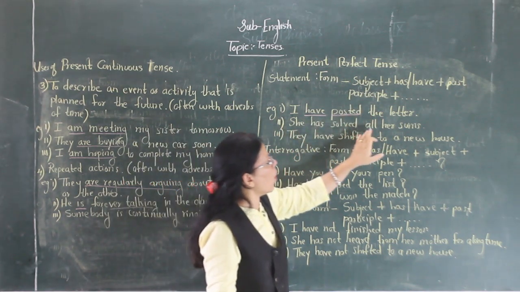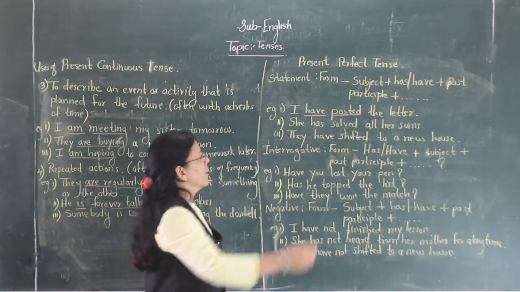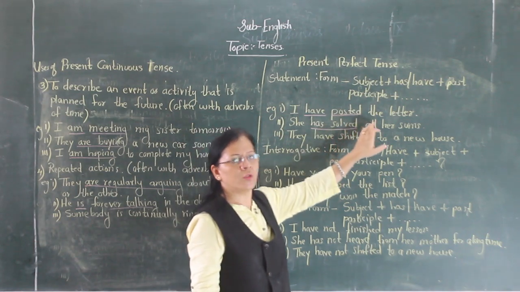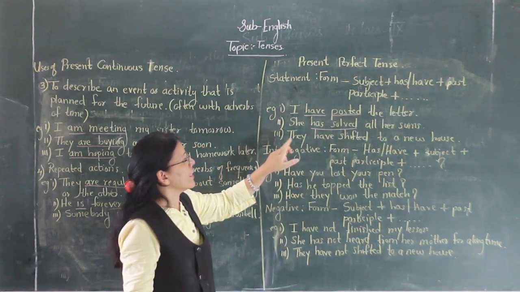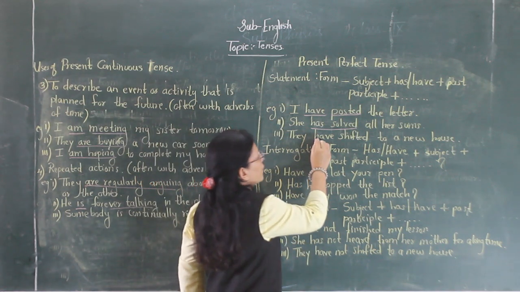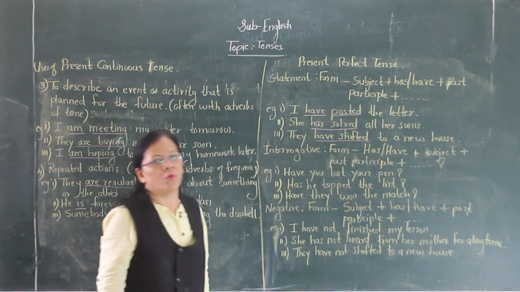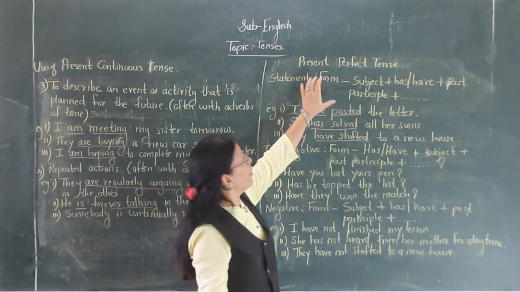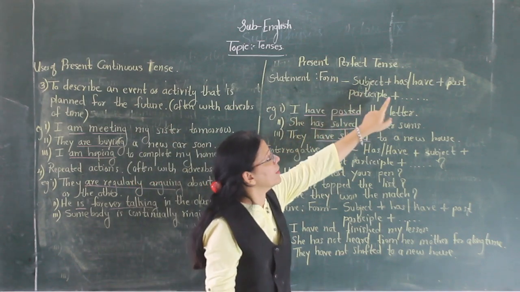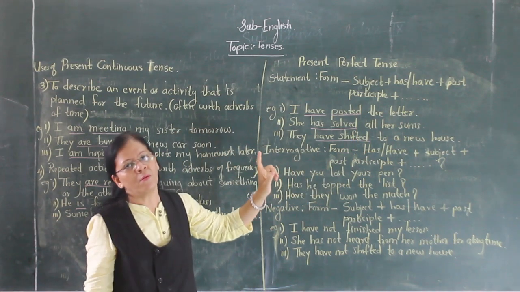She has solved all her sums. Has solved. Solved, solved, solved. V3 form. They have shifted to a new house. Have shifted. So, in present perfect, we use have or has plus V3 form of the verb.